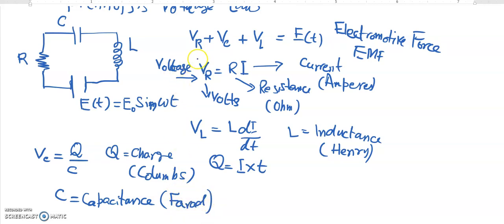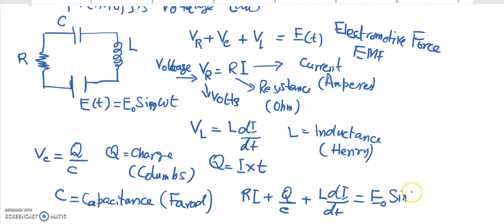So if we want to apply all these relationships over here, I can put them into this equation. VR was Ri, plus VC was Q over C, and then VL was L di over dt, and that is equal to the electromotive force, which will be represented by E naught sine omega t.